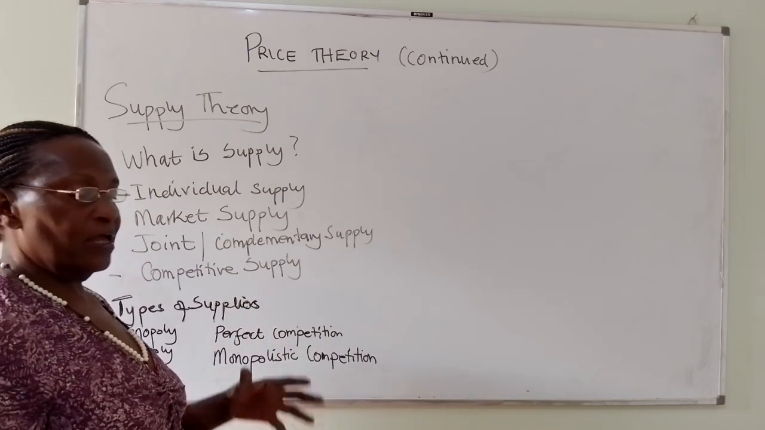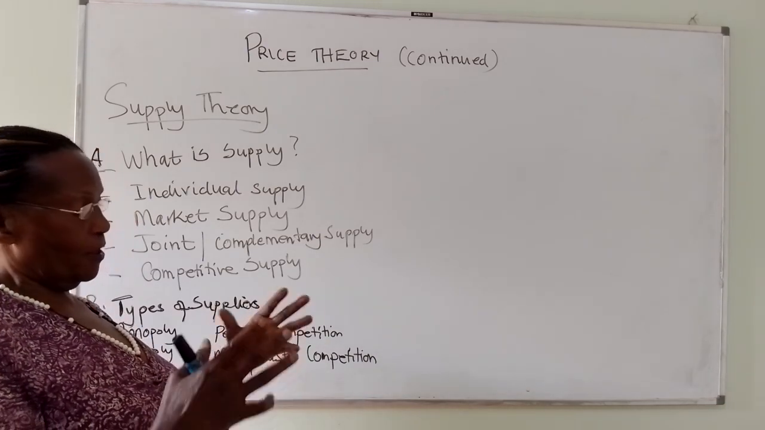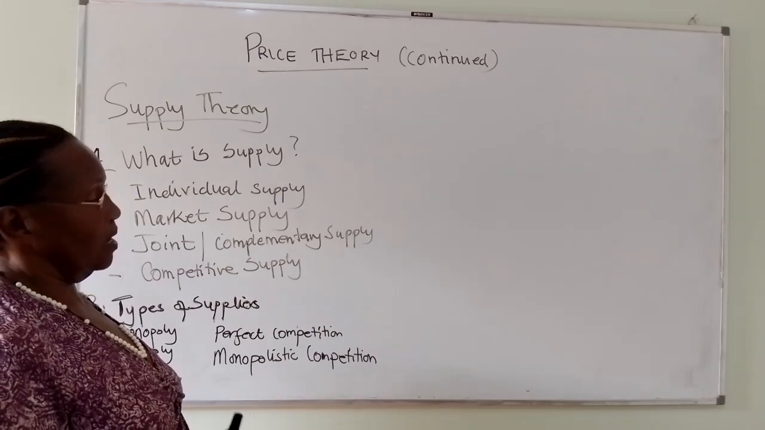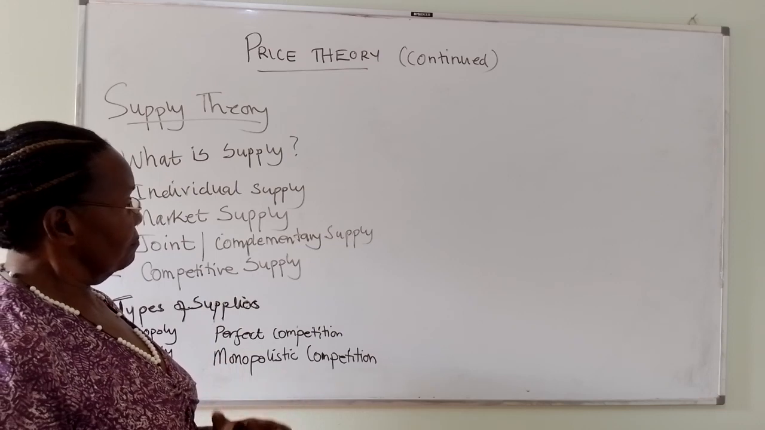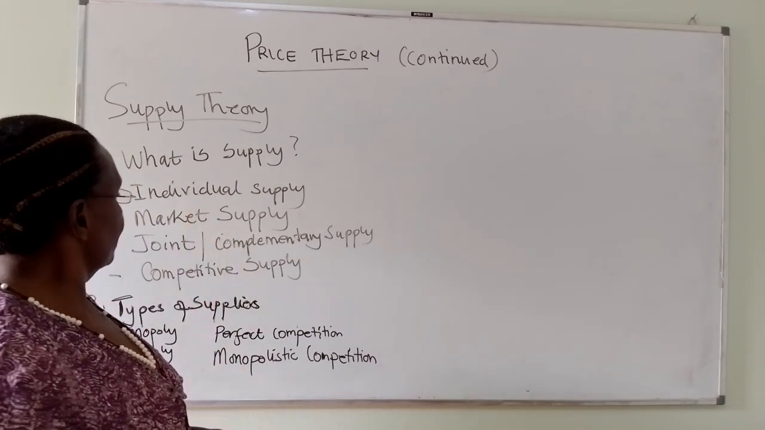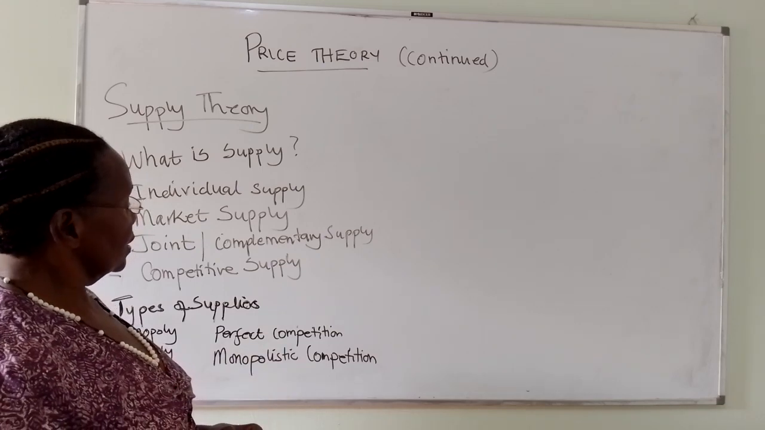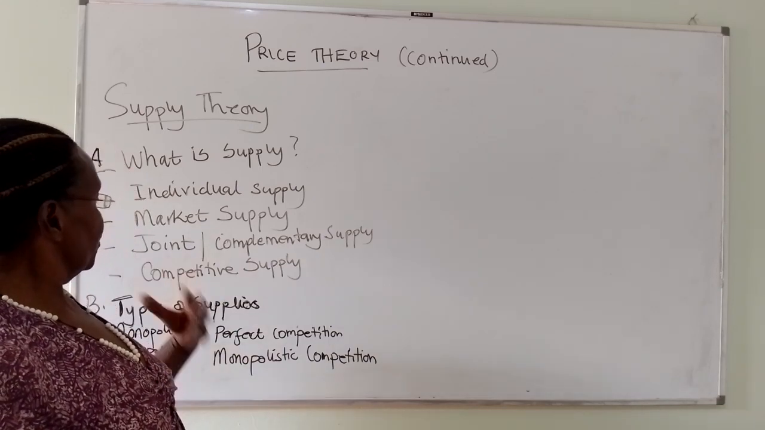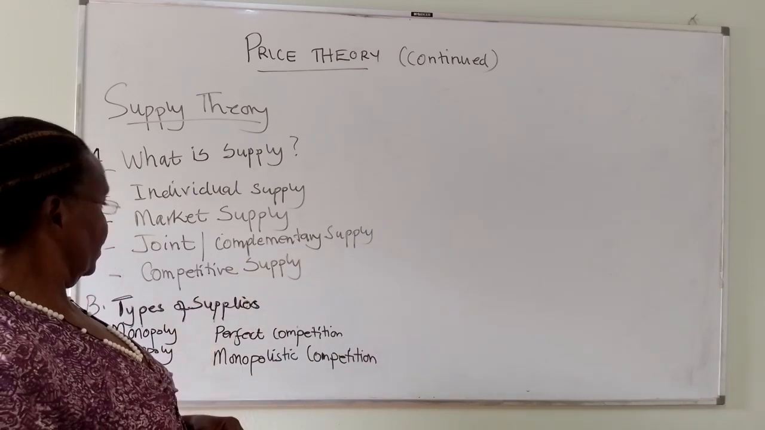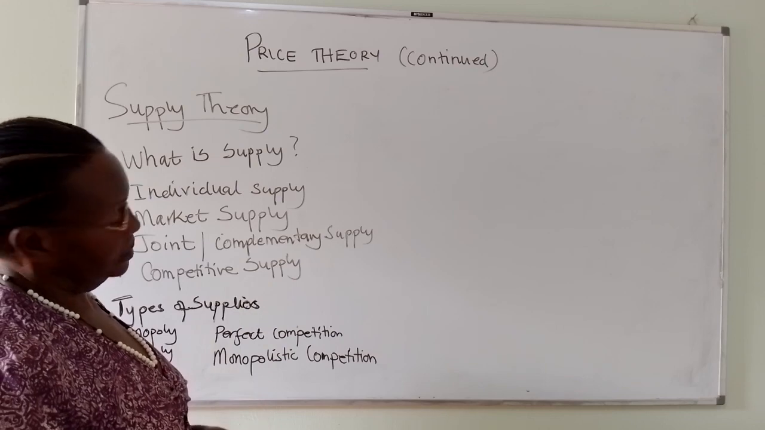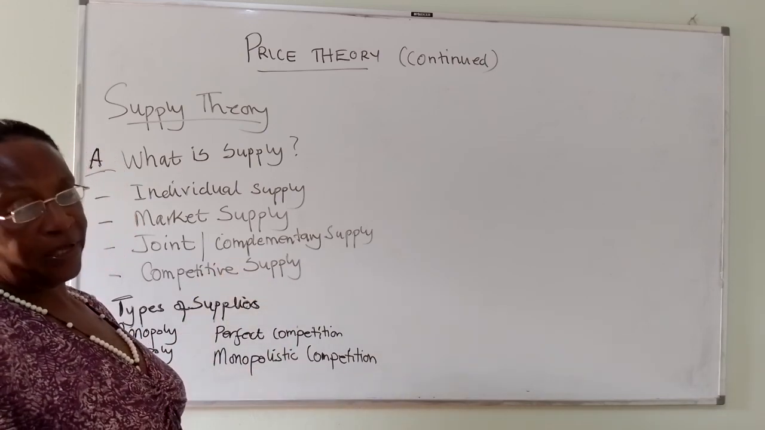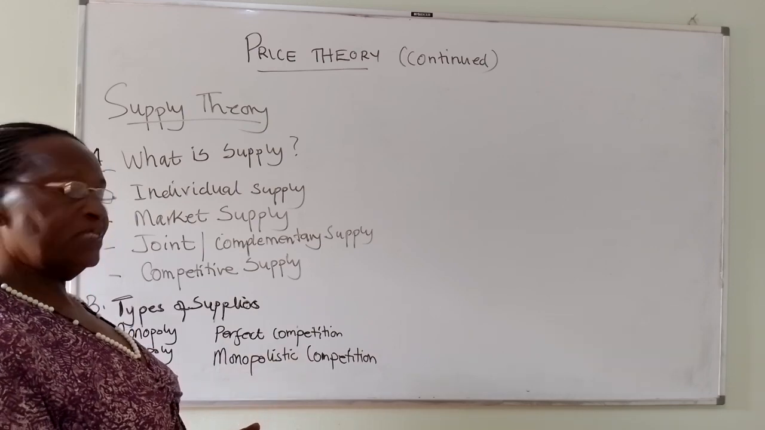So whenever we bring individuals together and look at them as a group to see how they function, to look at their actions, then we are trying to aggregate and make a macro kind of analysis. Then we shall see that supply is not the same. It can be differentiated into what we call joint or complementary supply, and we shall be able to define it. And even other commodities exist or are provided in a competitive way, or their supply is competitive.